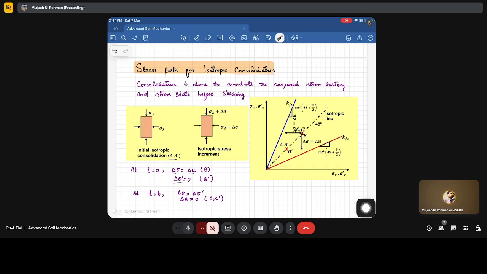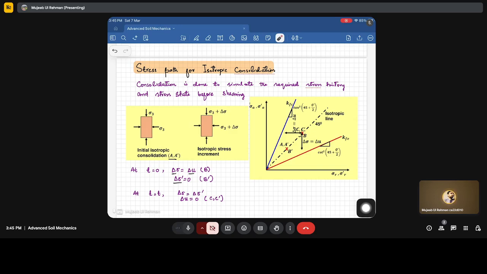Since the bounds are there, you can see that whatever stress state we are representing, whether it is A dash, B or C dash, it's lying between this Kf line in compression and the Kf line in extension. Whatever stress states we have achieved in the consolidation lie on this isotropic line. So this isotropic state, where there are equal all-around stresses, is not going to shear the sample. It will cause volumetric deformation in the sample, not shear deformations.